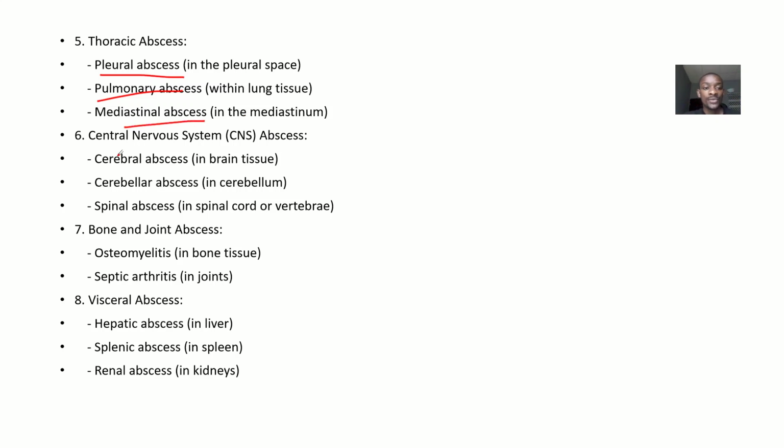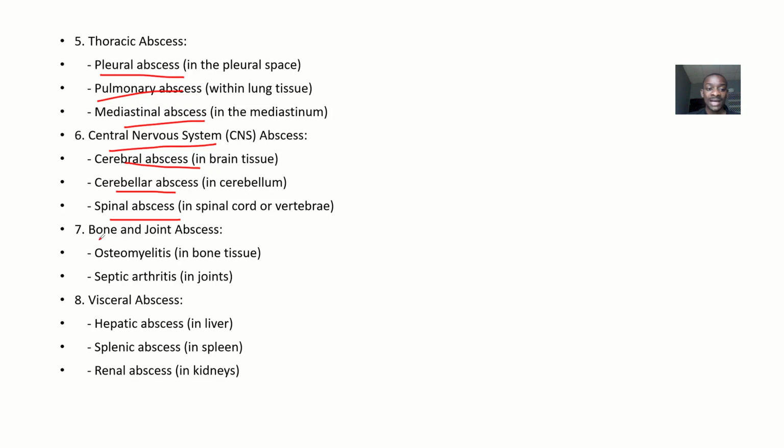Then we have abscesses within the central nervous system. We have cerebral abscess in the brain tissue, cerebellar abscess in the cerebellum, and spinal abscess on the spinal cord and vertebrae. These ones could be deadly because this part of the body is delicate, sterile, and all that, so you won't want any abscesses in there.